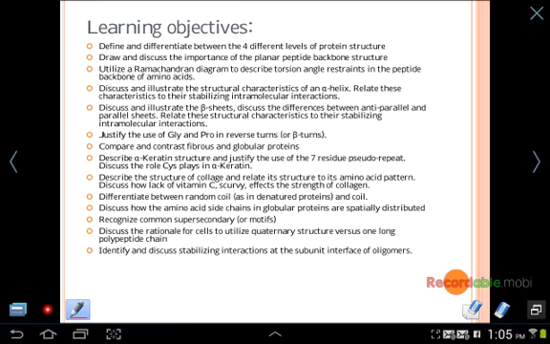All right, again, here are our learning objectives for this chapter. Feel free to pause, print, and make sure that you can do all of these objectives by the time we finish this material.